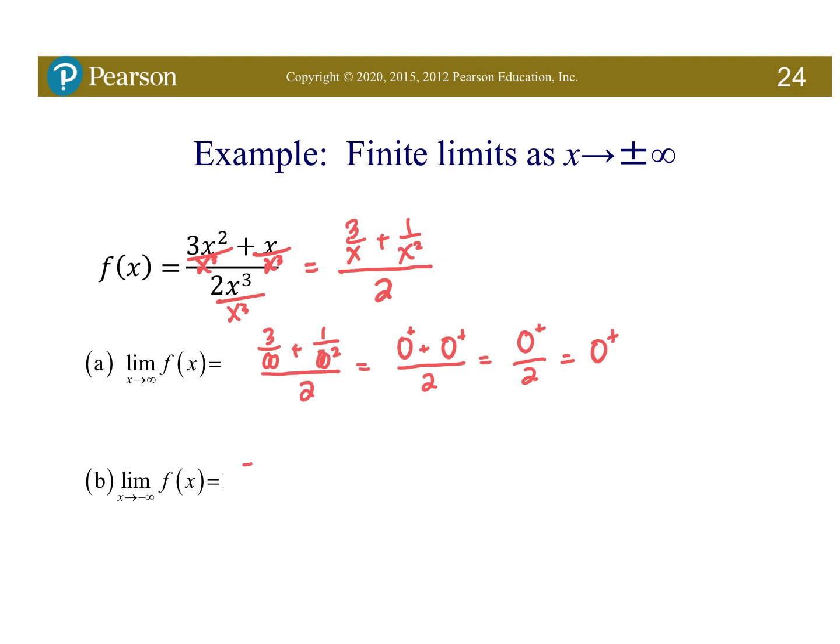When we put in negative infinity, so 3 over negative infinity, 1 over negative infinity squared, and then 2. So that'll be 0 minus, that'll be 0 plus, and that'll be 2.